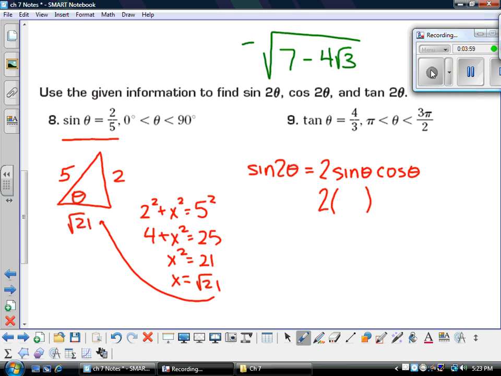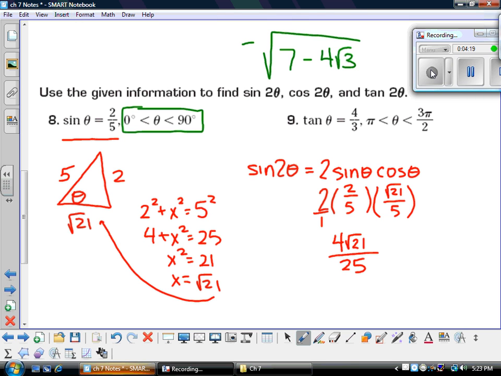Looking at my triangle, the sine is 2/5. The cosine is square root of 21 over 5. Always stop to check positives and negatives. In this case, we're in the first quadrant, so everything is positive. We don't have to worry about it. Multiply your fractions straight across to get 4 square root 21 over 25.